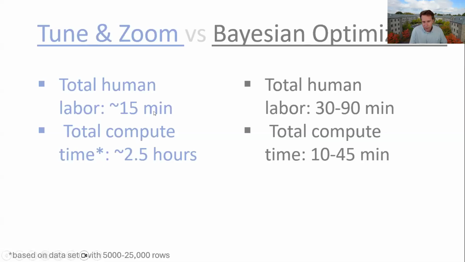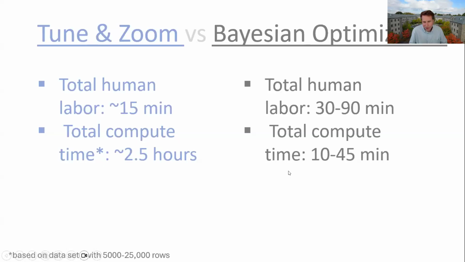Tune and zoom takes about 15 minutes of human labor total. So it's about 5 minutes for each level or layer in that tune and zoom process if I go through it 3 times. And then it takes something just under an hour to run each of those tables on my machine. Depending on your machine, these times will vary. So this whole process is something like 3 hours, but only 15 minutes of it is my time.